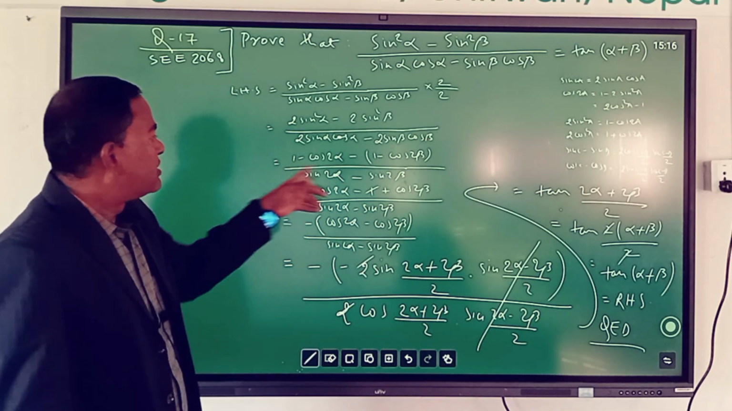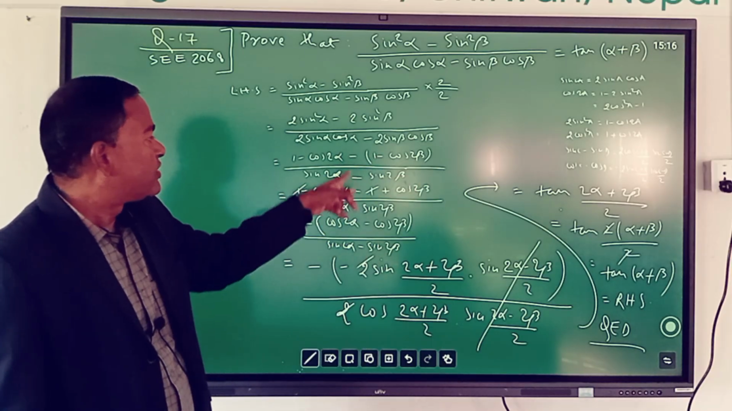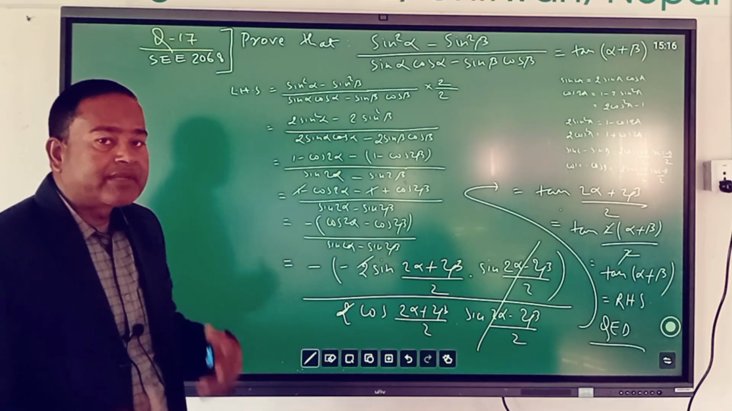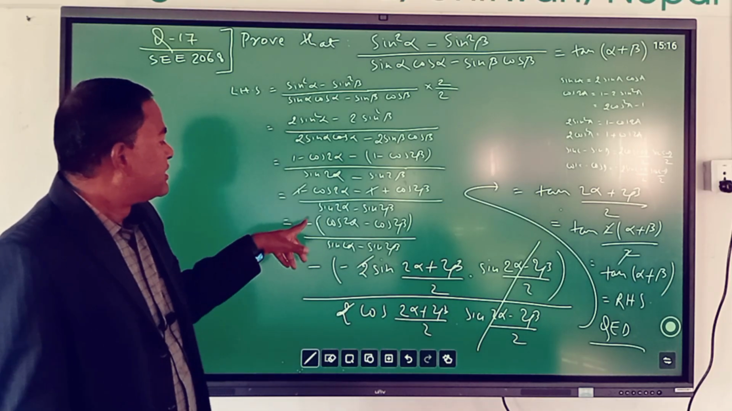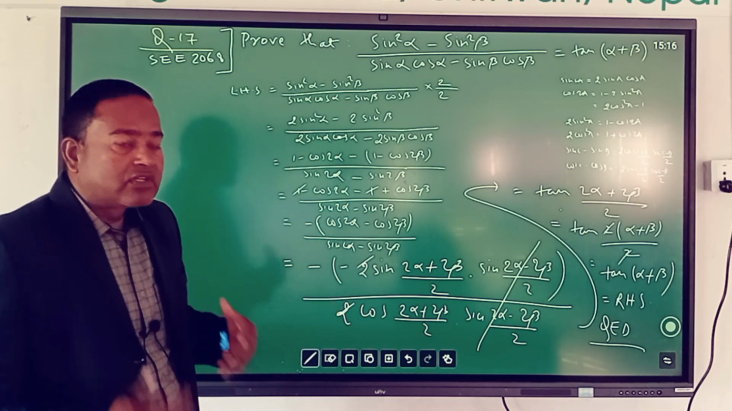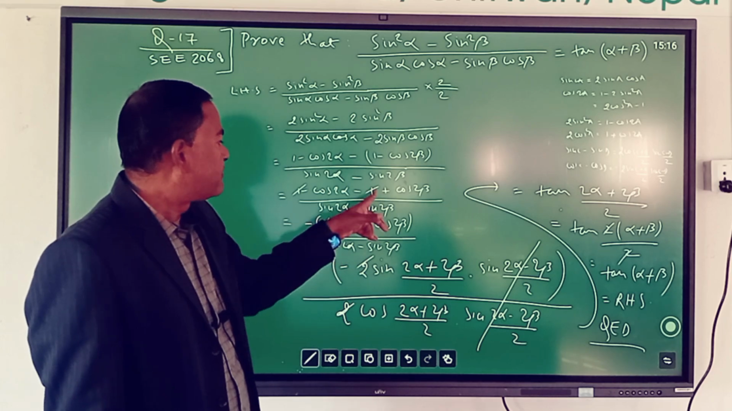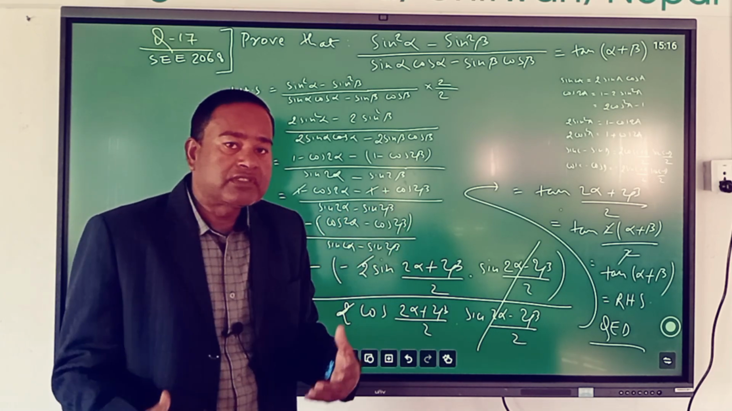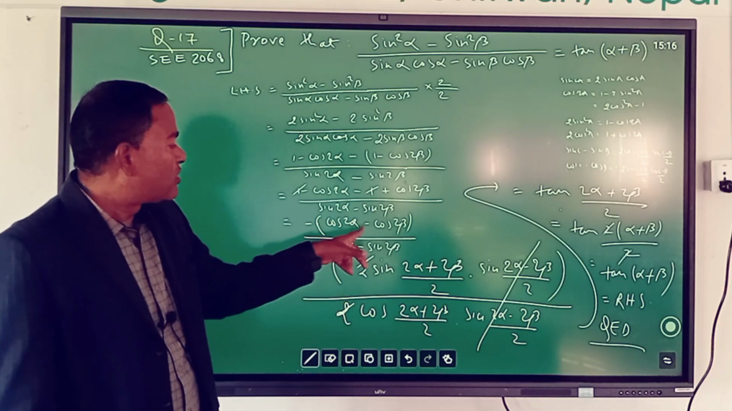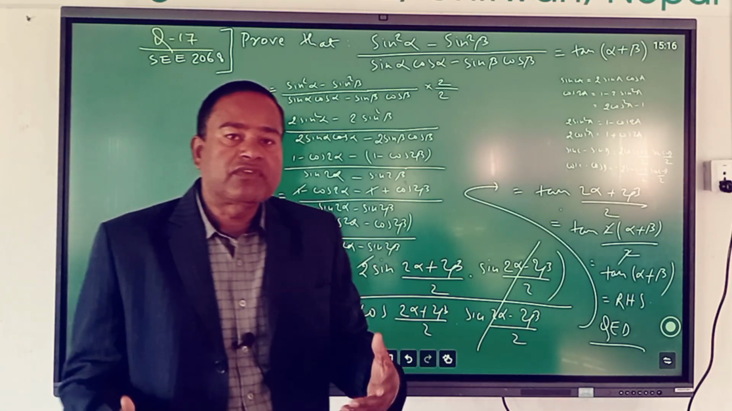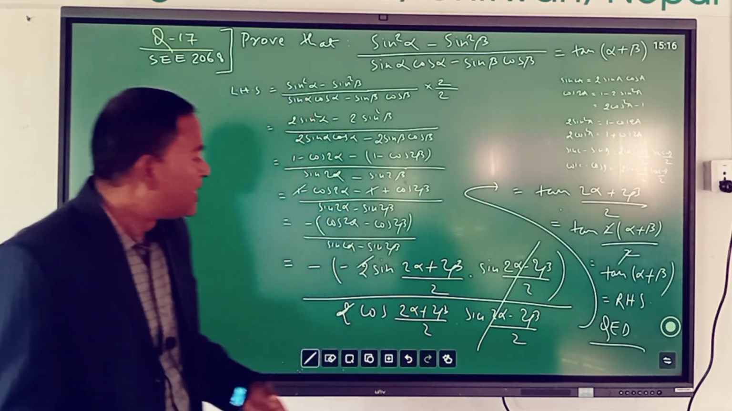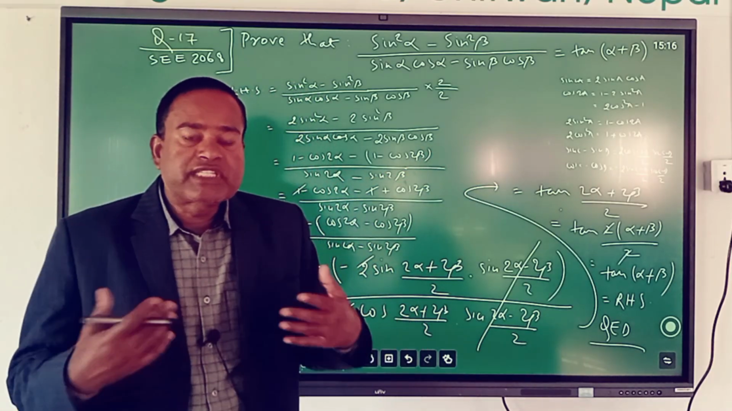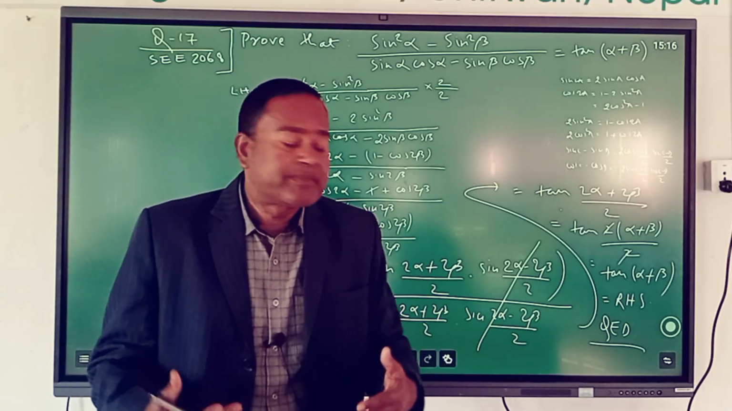In the next step, we have opened the bracket with minus sign, minus 1 plus cos 2beta, and plus 1 and minus 1 we have cancelled. Then we have taken minus sign common, then we have got cos 2alpha minus cos 2beta. It is in the form of cos C minus cos D, and we know that the formula of cos C minus cos D is minus 2 sin (C plus D) by 2 into sin (C minus D) by 2.